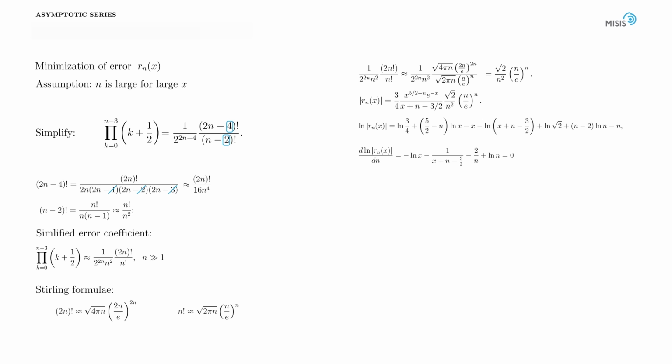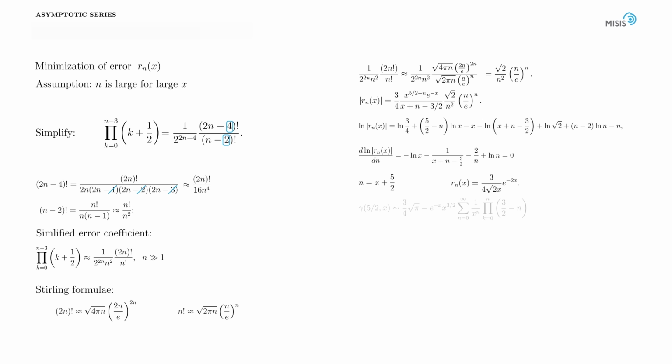We can solve it by the method of consecutive approximations in the same manner as I did before. So it's another small exercise for you. Show that the solution is simply n is equal to x plus 5 halves. Once you plug this solution into the error term, you finally obtain the optimal error itself.